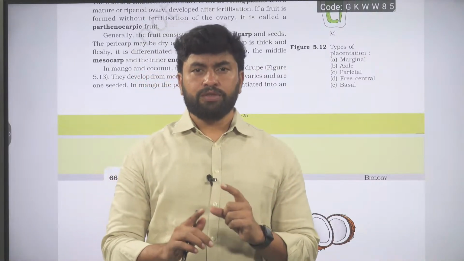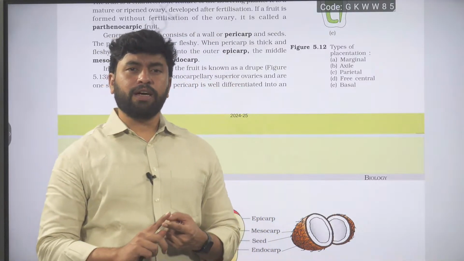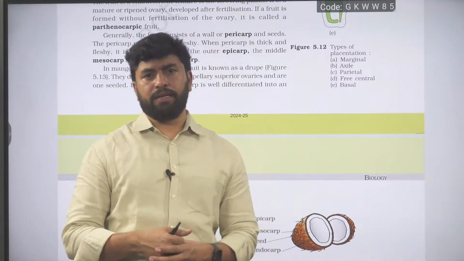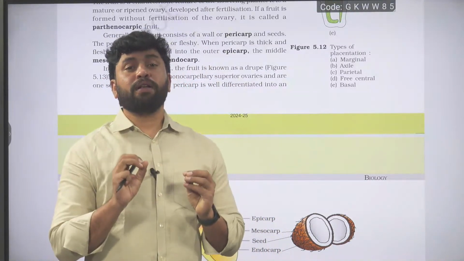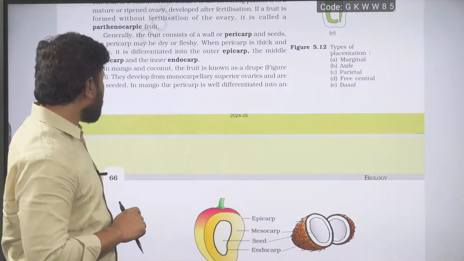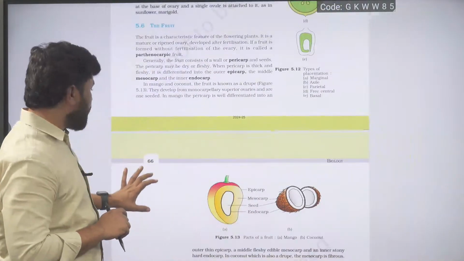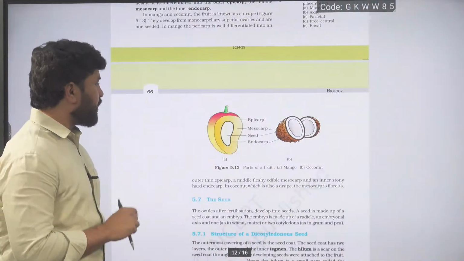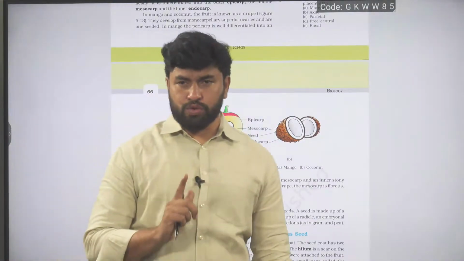Is it clear? So parthenocarpic fruits are the fruits that are developed from the ovary without fertilization. That phenomenon is called parthenocarpy. Then they are talking about some varieties of fruits over there. The first variety of fruit they wanted to discuss is drupe.